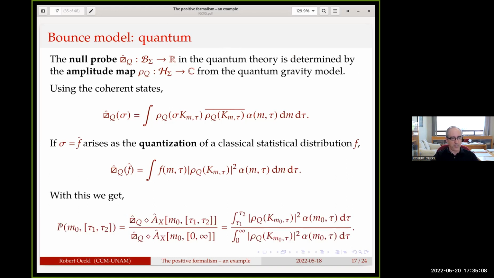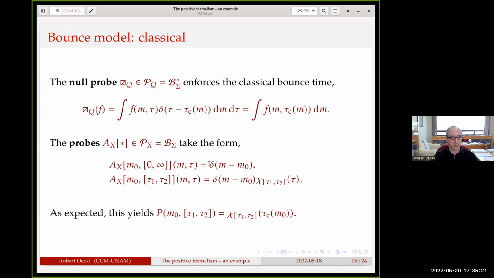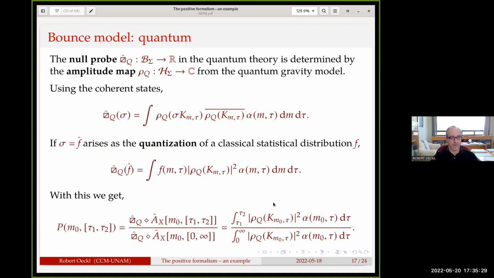So that means that now the bounce time is just this expression, a quotient with this expression in the numerator and in the denominator, where in the numerator, I plug in what I told you before, this function here. And in the denominator, I plug in this function here. And then I can simplify the result in such a way that I obtain this expression here of moduli of the amplitude map on coherent states. So this is the answer.